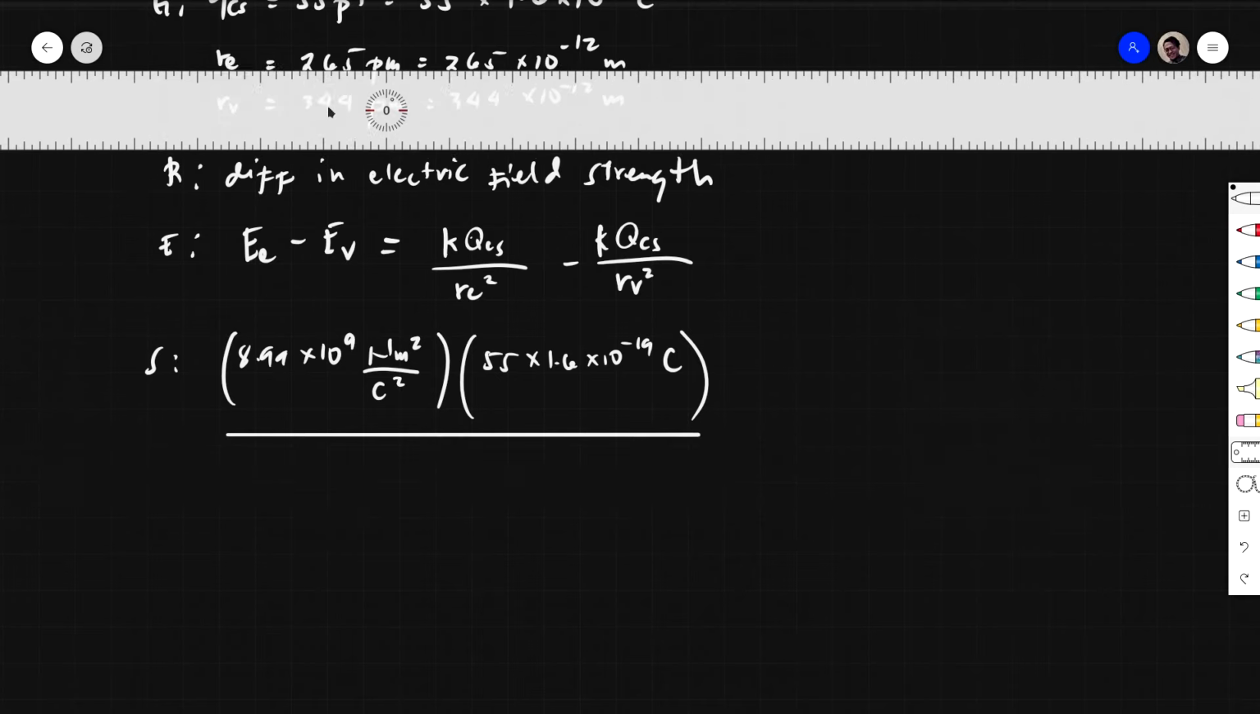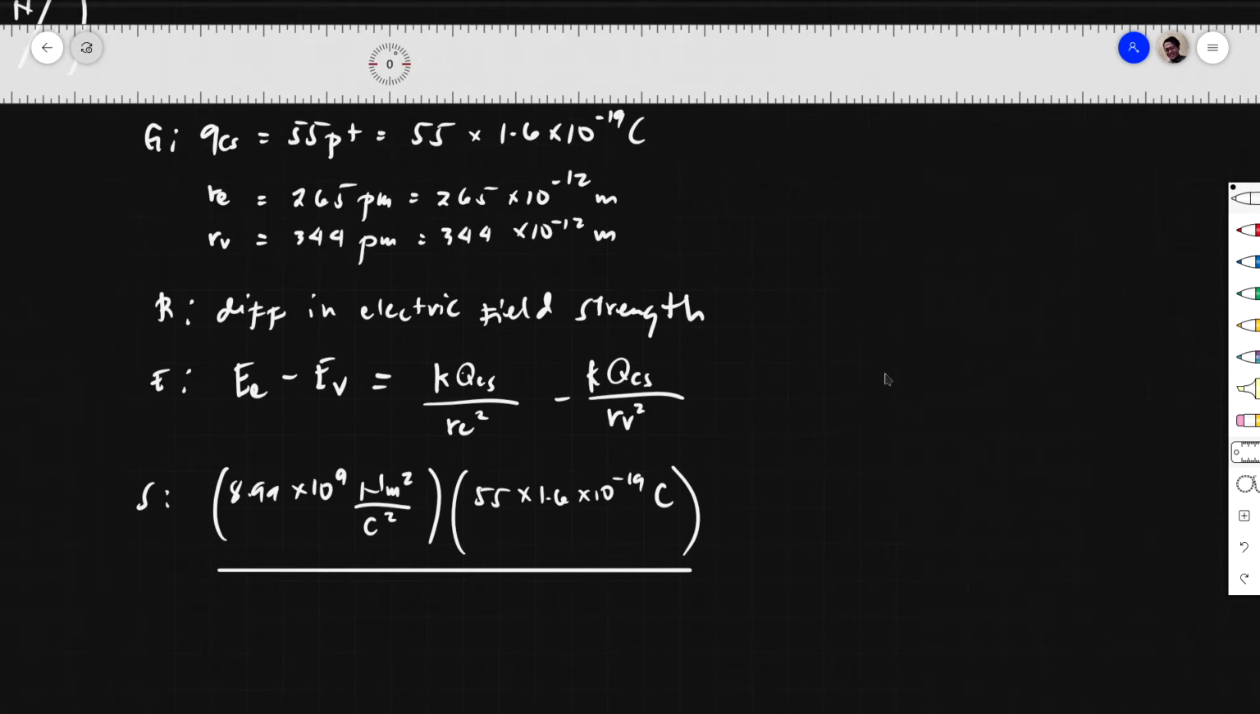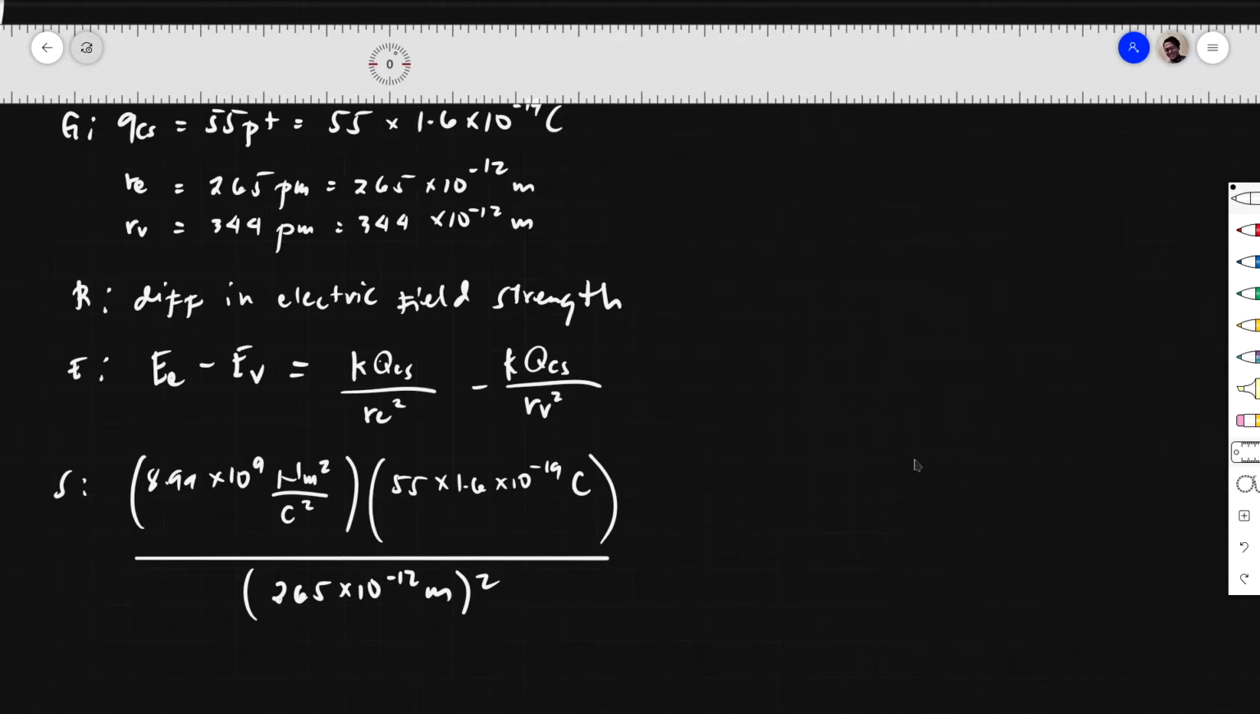Okay, then we're going to use the ruler later, so we'll just set it aside there. Divide by, what's our R sub E? So this is 265 times 10 raised to negative 12 meters. Of course, that's to be squared. Okay, minus. So we place our minus here. So this will be the same for the numerator. So that's 8.99 times 10 raised to 9 Newton meter squared per coulomb squared.